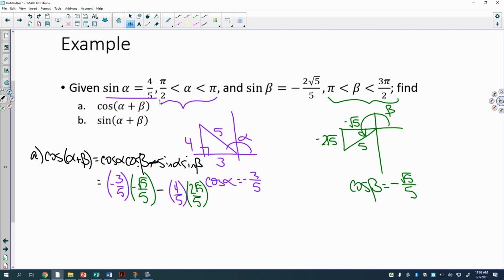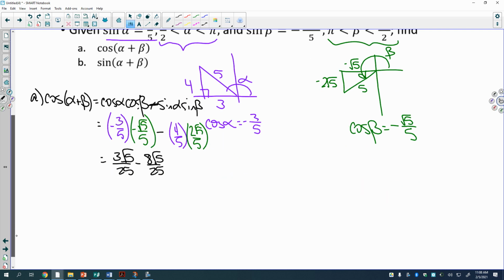One of the big mistakes I see, people just try to put the 3/5 or the 4/5 or any of these values just in for the angle. Don't do that. We're not doing the cosine of negative 3/5. We're doing the cosine of alpha, and the final value for that is negative 3/5. At this point, then, it's just a matter of working through the arithmetic. These happen to be like terms, and my final answer is negative 5 root 5 over 25.